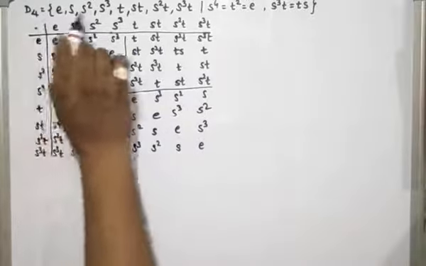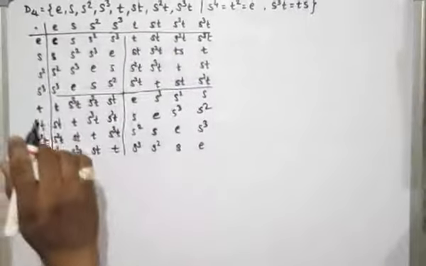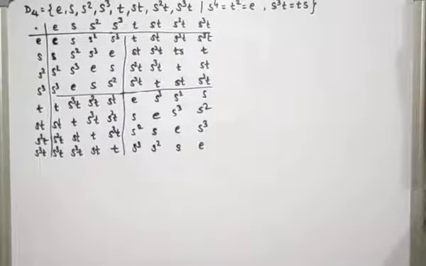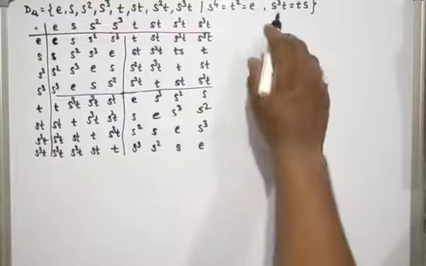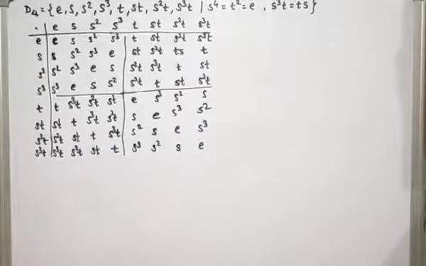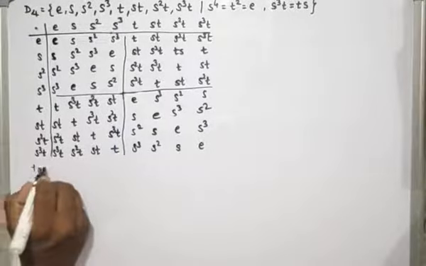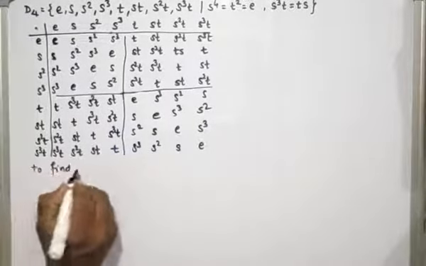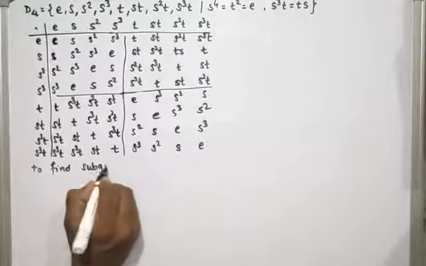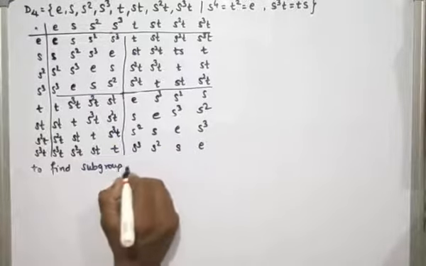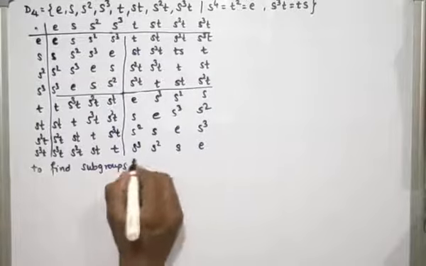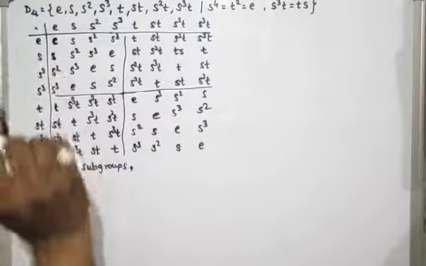D4 has a total of 8 elements, which are identity, S, S square, S cube, T, ST, S square T, S cube T, such that S raised to 4 equals identity, T square equals identity, and S cube T is equal to TS. So to find the subgroups, let's start from identity.